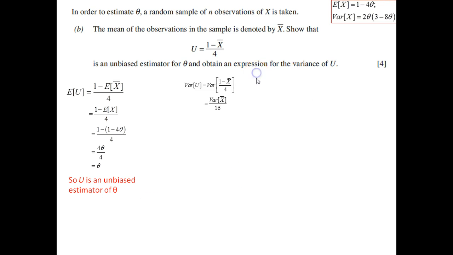Obtain an expression for the variance. So the variance of u, I take it in and I square the coefficient. I ignore the constant. So I've got the variance of x bar over 16. But the variance of x bar is the same as the variance of x over n, because it's a sample mean. Therefore, the variance of x was 2 theta (3 minus 8 theta), and now it's over 16, and I can take the n down. So there's the expression for the variance of u. The 2 can cancel, so I've got theta (3 minus 8 theta) over 8n.